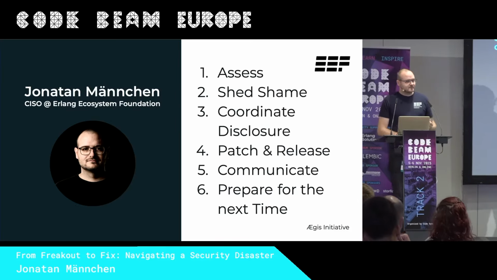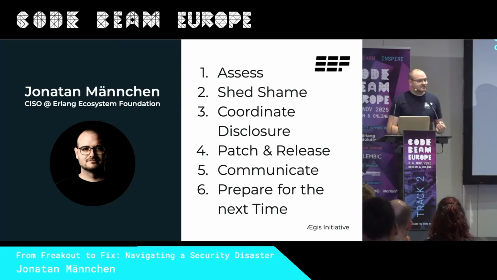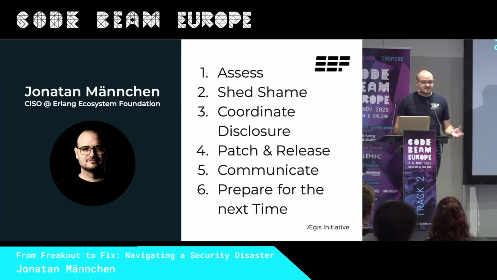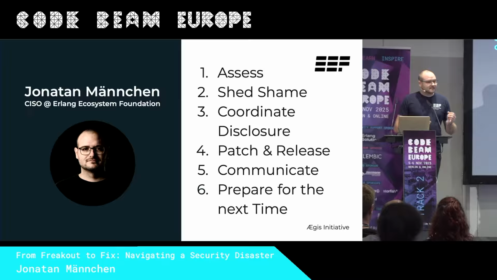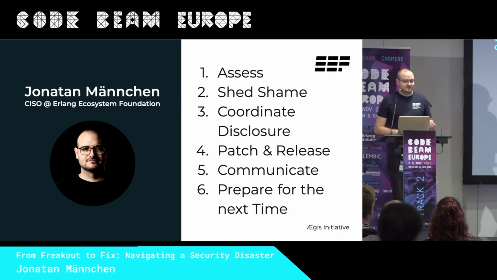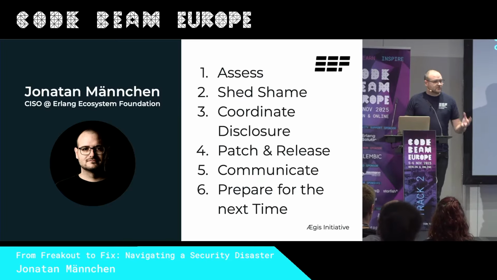First, assess. What is the problem? Is it public? And who does it impact? Then, shedding shame, because embarrassment derails any good disclosure. Next, coordinate the actual disclosure, bringing in the right partners and getting the appropriate advisory and identifiers. Then patch and release the fix, and finally communicate what happened. And for the next time, we should prepare so we know how to deal with those issues better if something happens in the future. The goal here is to take you from reacting in a panic and scrambling to acting with clarity.